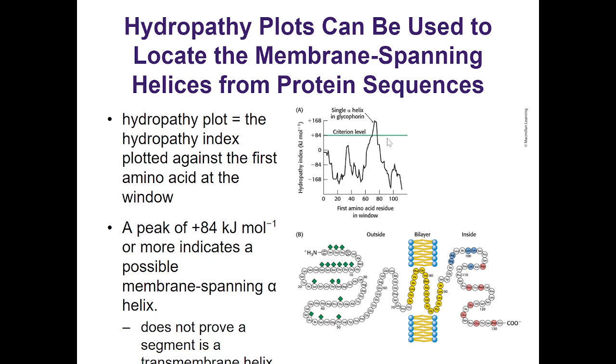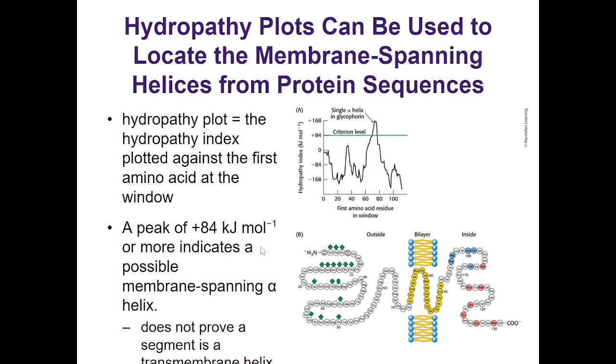And this is right here. Notice this right here again. This is the criterion level, a large positive value, right? And so this would be where we would start seeing these anchor themselves into cell membranes and stay there pretty consistently. Okay? And so this right here is actually a single alpha helix that's in the glycoporin that we just talked about before. Okay? So the glycoporin here, that's one of those alpha helixes.